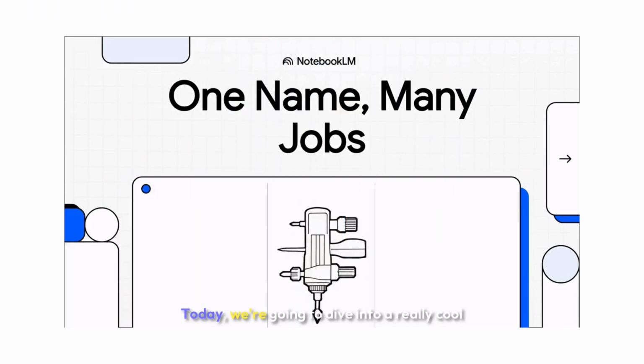Everyone, and welcome. Today, we're going to dive into a really cool and fundamental feature in Java that helps make our code so much cleaner and more intuitive. It's this whole idea that a single name can actually do multiple totally different jobs. We're about to see exactly how that works.